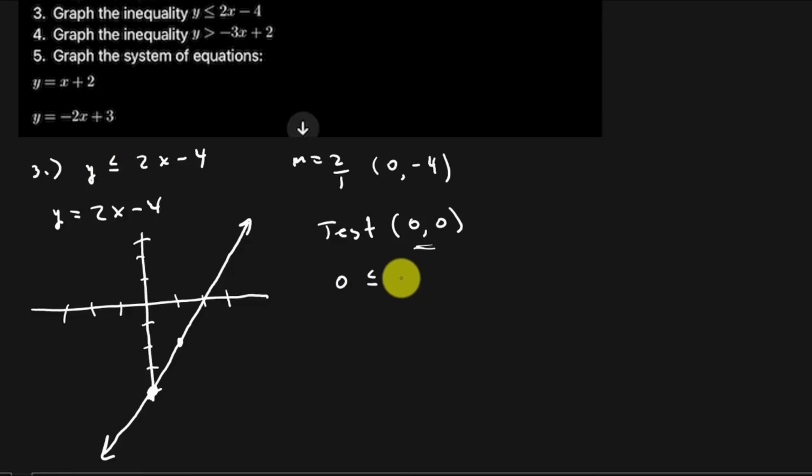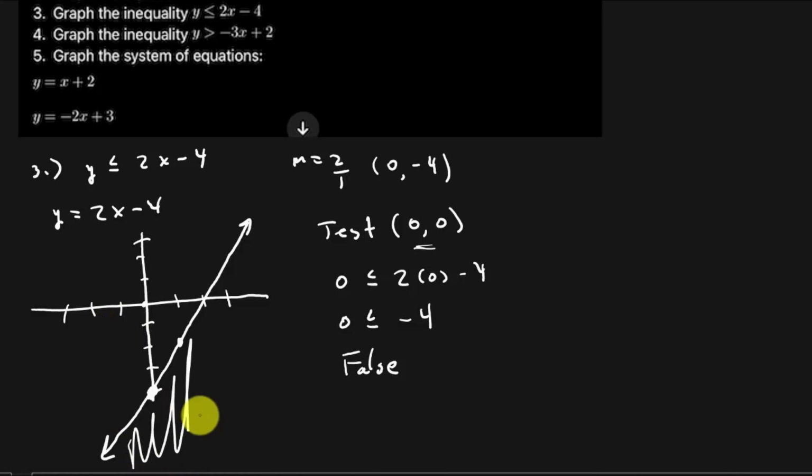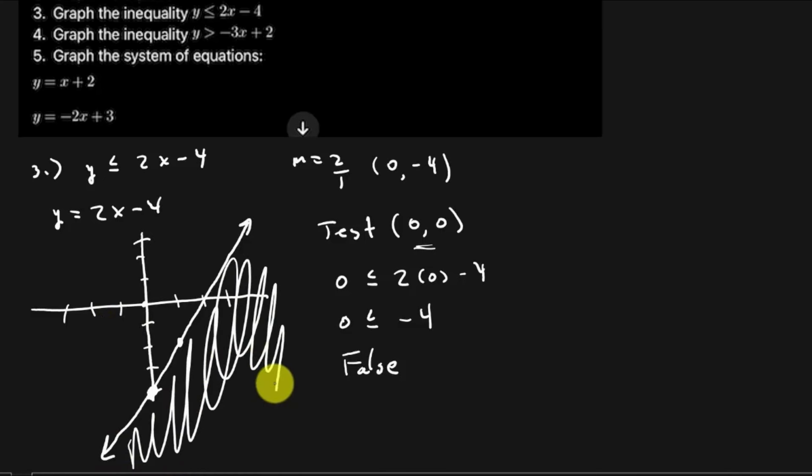So you've got 0 is less than or equal to 2 times 0 minus 4. So 0 less than or equal to negative 4. And we can see that this is a false statement. Since it's a false statement, notice the point we chose was over here, and it gave us a false statement. So that means you shade the other side of it. All right, so that's the graph of 3.